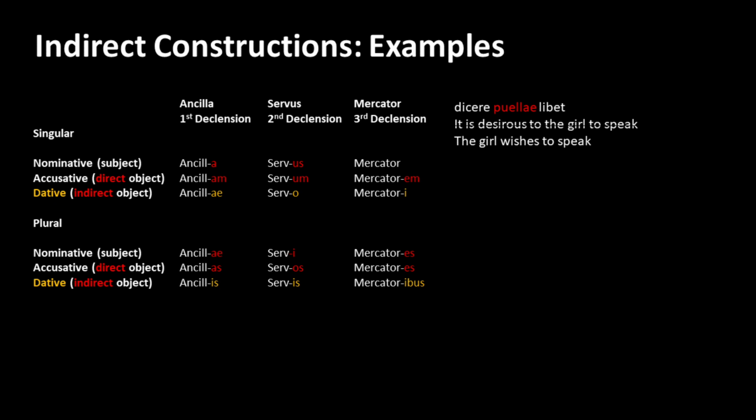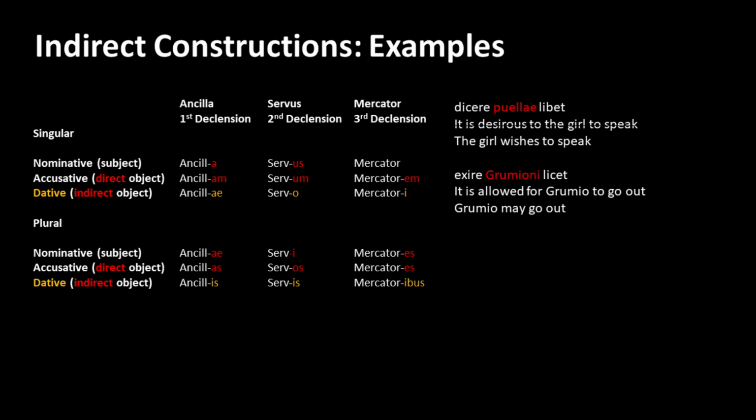Dicere puellae libet. But however it is in Latin, you need to rewrite that sentence in English into something like, the girl wishes to speak. So you turn girl from an indirect object into the subject of the sentence, and everything else follows from that.